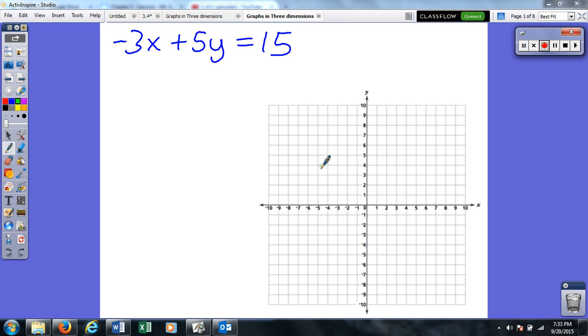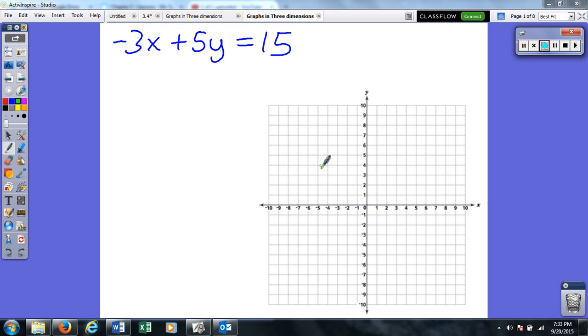Before we look at graphing in 3 dimensions, I want to look at graphing in 2 dimensions using intercepts, because we're going to use a similar idea for graphing in 3 dimensions. If you already know how to graph something like this by using x and y intercepts, you may just want to skip ahead to the example in 3 dimensions. If you don't know how to graph this by using x and y intercepts, probably follow along here.